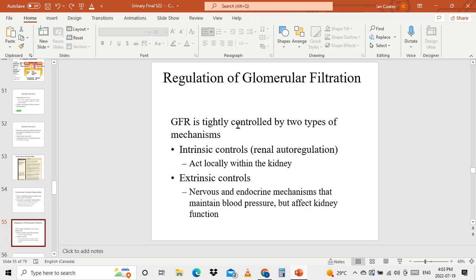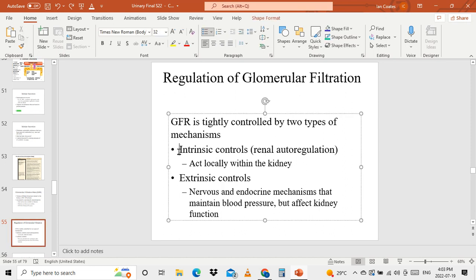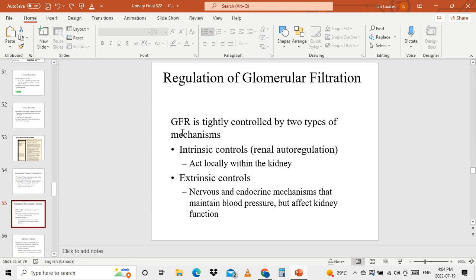The GFR is tightly controlled by two mechanisms. Your glomerular filtration rate has intrinsic controls, which is renal autoregulation, acting locally within the kidney. But it also involves controls outside the kidney. We've got nervous and endocrine function that also maintains blood pressure, and we call these the extrinsic controls. So GFR is controlled by intrinsic and extrinsic controls.